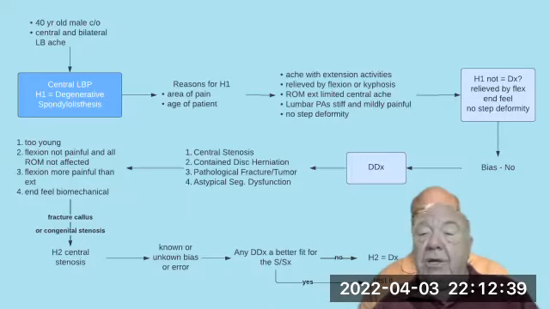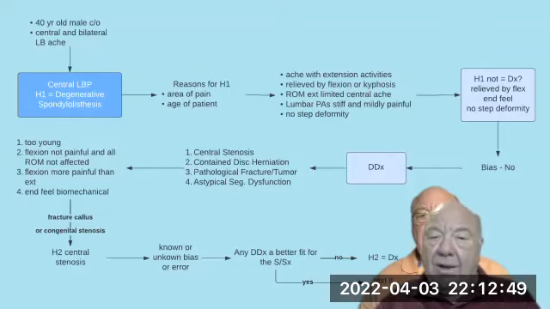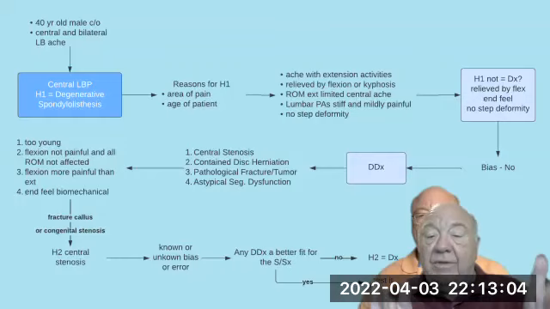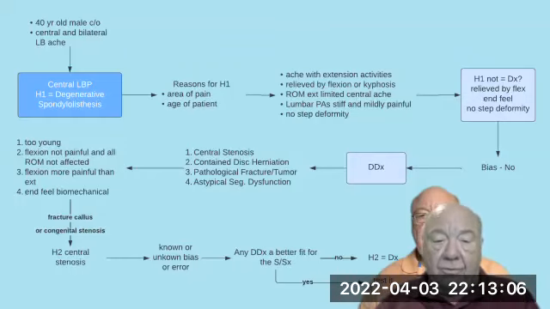So is there a bias? No, because again, your first hypothesis is wrong. It tends to throw out all of the possible biases. So we move to a differential diagnosis now. Now, central stenosis is probably the leading differential. Contained disc herniation, pathological fractures, atypical segment dysfunction. It's not 2, 3, and 4 because we've already dealt with those with exactly the same symptoms. It leaves you central stenosis.